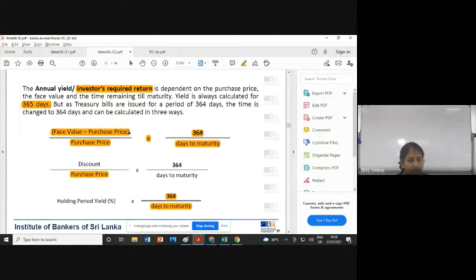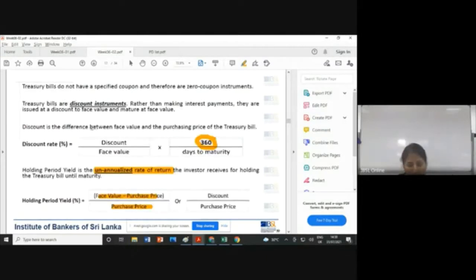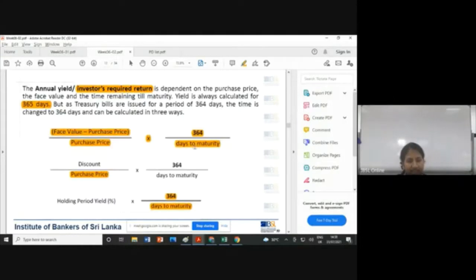Now, same formulas you will use for commercial papers as well, because commercial papers are also based on discount pricing. But there, because it is commercial papers, you can't use 364. You will use 365. But remember, when you calculate discount, it's going to be 360. Yield is, as a norm, always calculated for 365. Here, because it's a treasury bill and the maximum period it goes to is 364, you take 364 into your calculations.